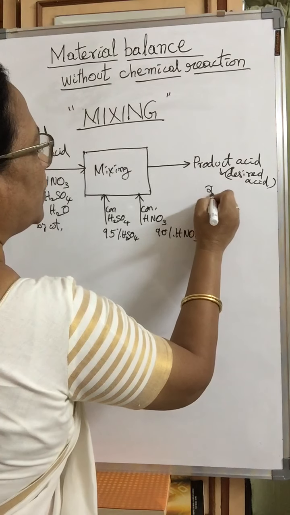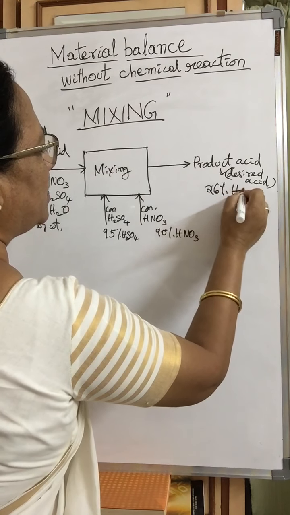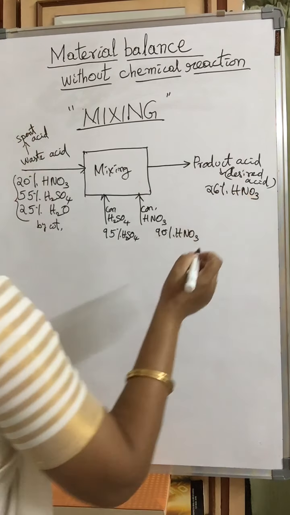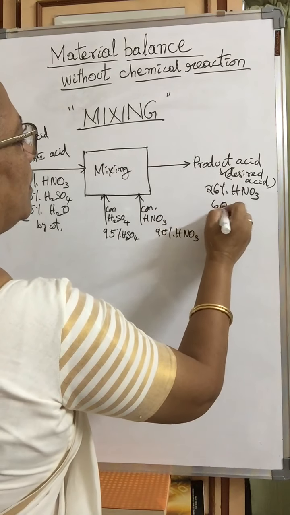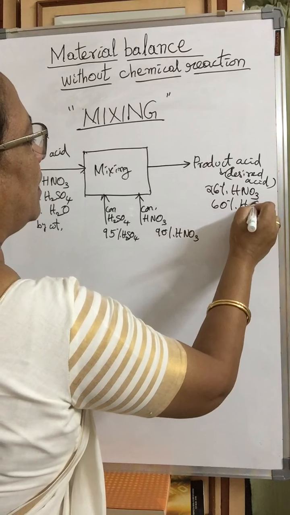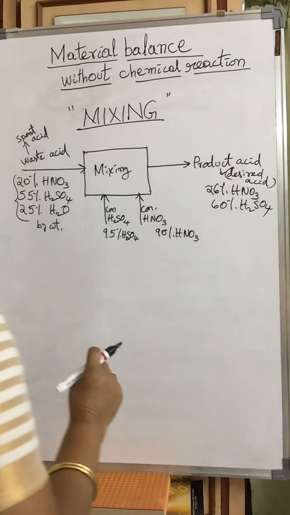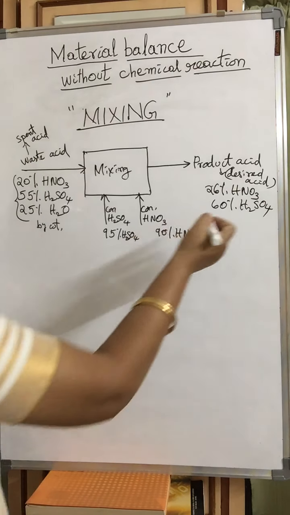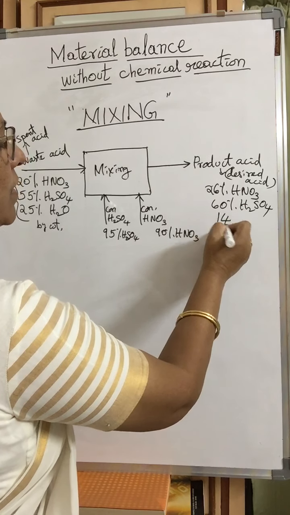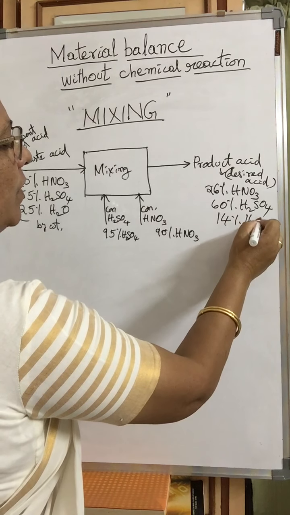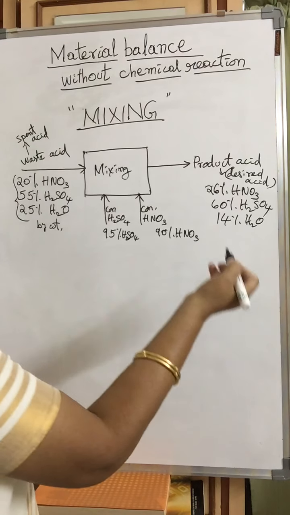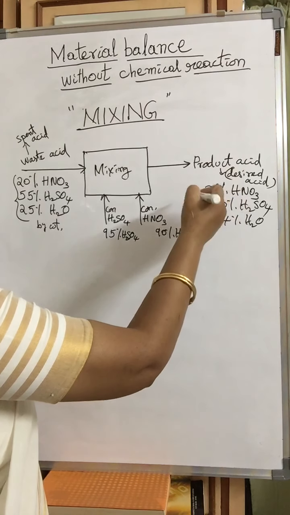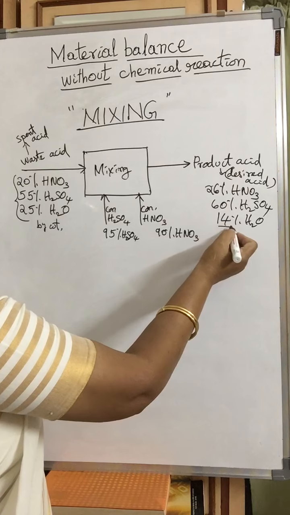Product acid composition is 26% HNO3, 60% H2SO4. Okay, so the remaining 14% is water. Sometimes they mention the water percentage, or if it is not mentioned also, we can add these two and subtract from 100, you will get 14.